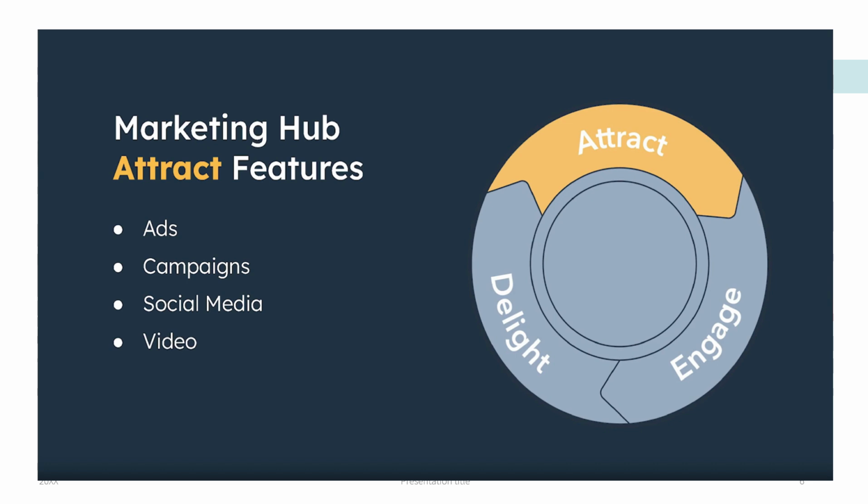The features that Marketing Hub Attract contains are ads, campaigns, social media and video. All these 4 components we will be analyzing in the next videos in the marketing section of HubSpot.